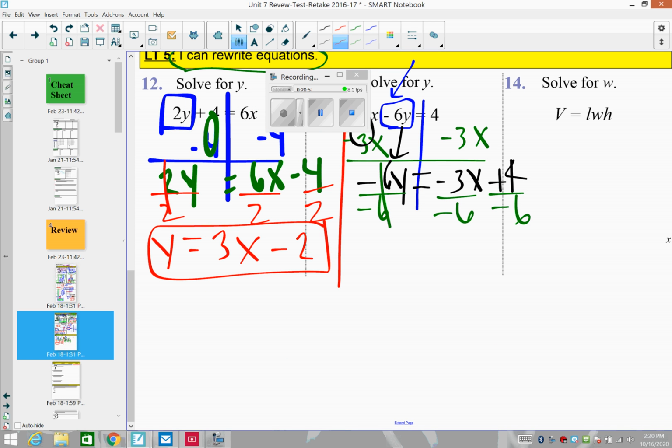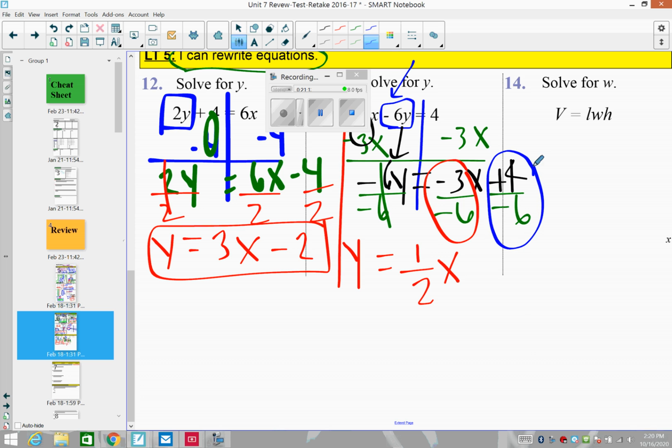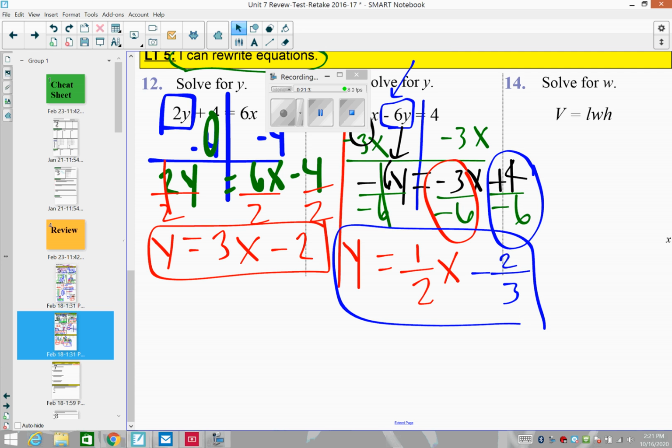So we end up with y equals, this becomes positive 1/2 x, because negative divided by negative is positive, and 3/6 is equal to 1/2. And then the last fraction here would be negative, because it's a negative when we divide that out. And 4 and 6 both have a common factor of 2. So I'm going to divide the top and the bottom by 2, giving me 2/3. So y equals 1/2 x minus 2/3. Final.